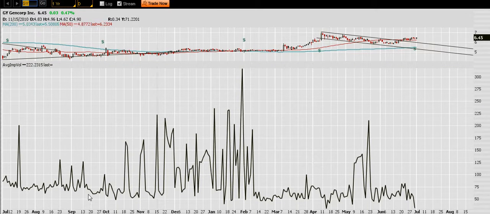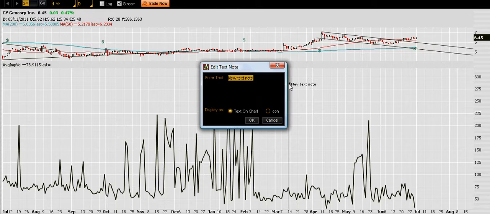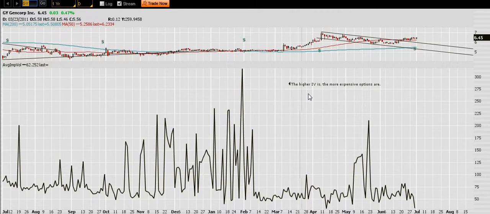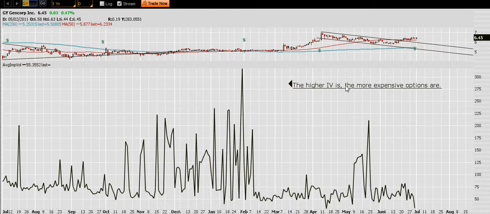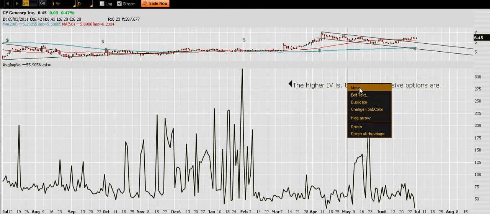Just to give you a brief overview, and I'll write this down, the higher, and I'm using IV, that's implied volatility. The higher IV is, the more expensive options are. And I wrote that right there. Get that size a little bigger so we can actually see it more. There we go. Higher IV, the more expensive options are.